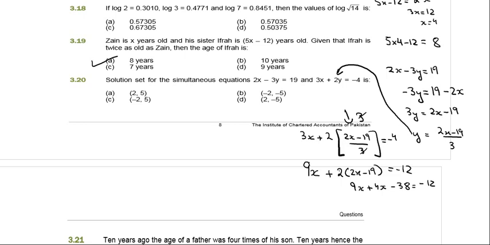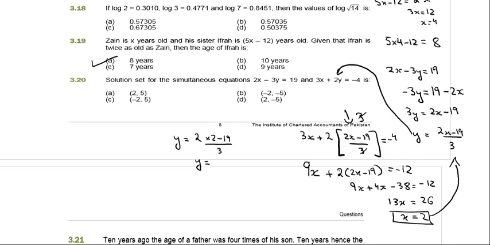9 and 4 is 13x is equal to minus 12 plus 38. So 38 minus 12 will be 26, and therefore x is equal to 2. Now substituting this value in this equation to find y, our y will be 2x minus 19 over 3, or 2 into 2 minus 19 divided by 3. So 2 into 2 is 4. 4 minus 19 divided by 3 is minus 5. So our answer is 2 comma minus 5, which is option D. 3.20 answer is D.